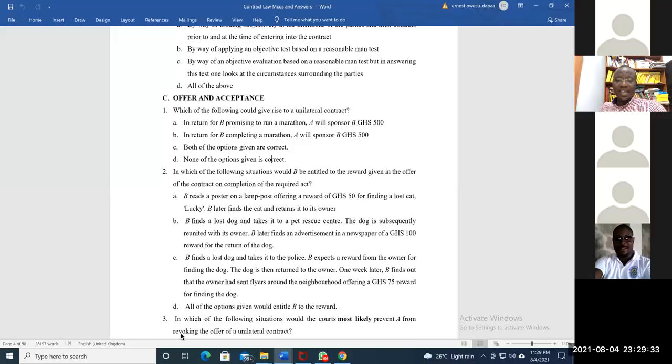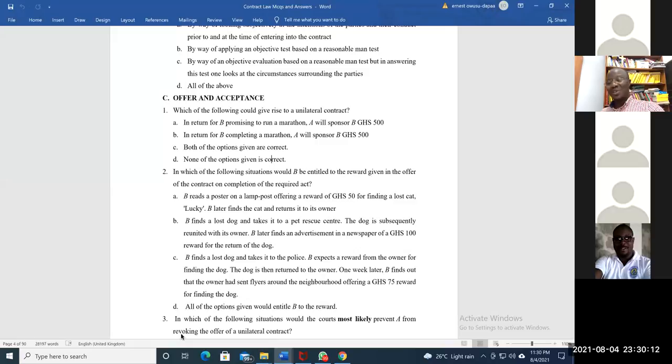So C and B are in the same category. B performed the required act at the time that he did not know about the existence of the promised rewards. But as I said, there are authorities which say that you are entitled to the promised reward. And if that is so, then the answer will be D, meaning that B is correct, C is correct, and A is correct.